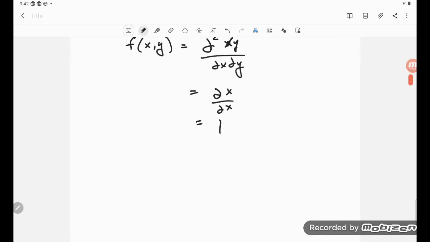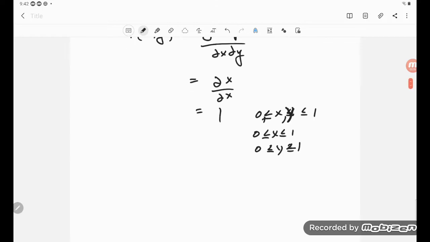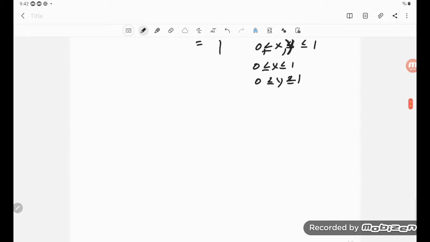Okay, and this would be for 0 less than or equal to x and y less than or equal to 1. I could also write it as 0 less than or equal to x less than or equal to 1, and 0 less than or equal to y less than or equal to 1. Okay, so we just get that function 1.